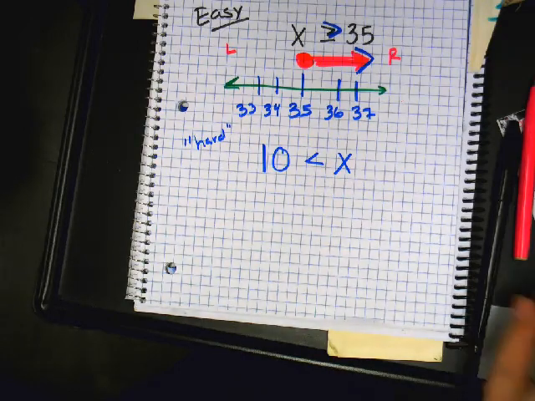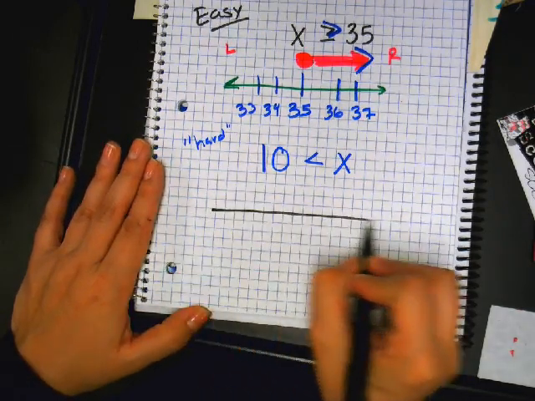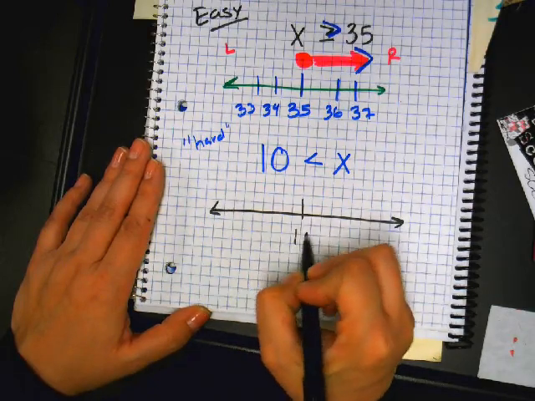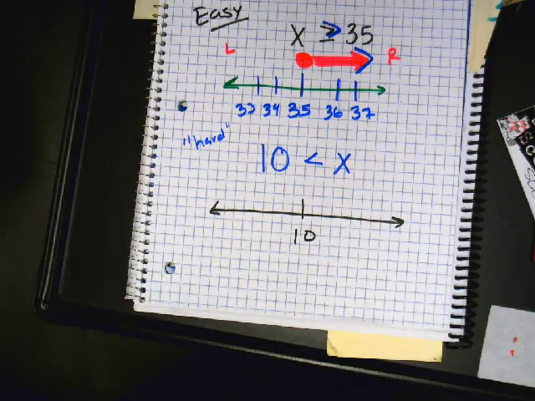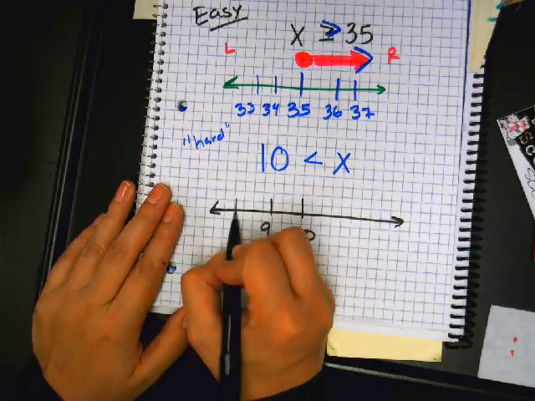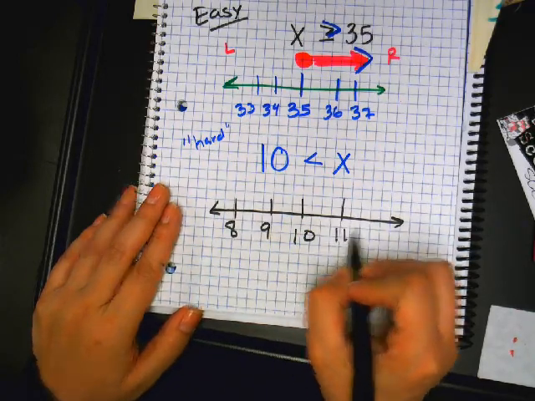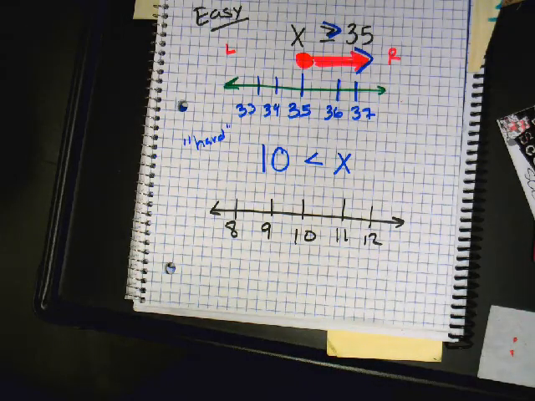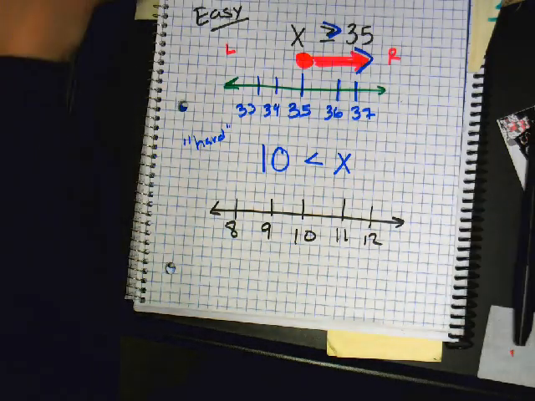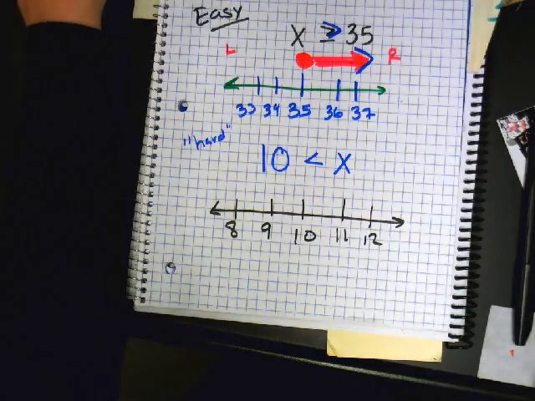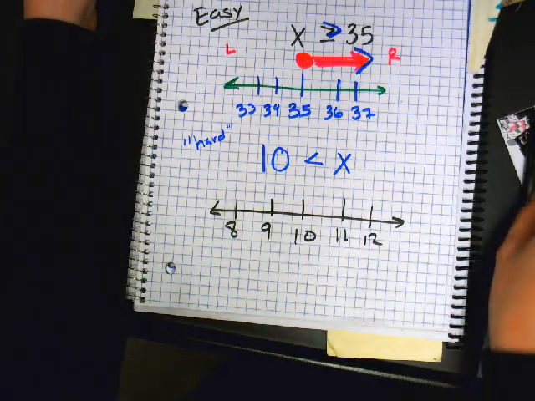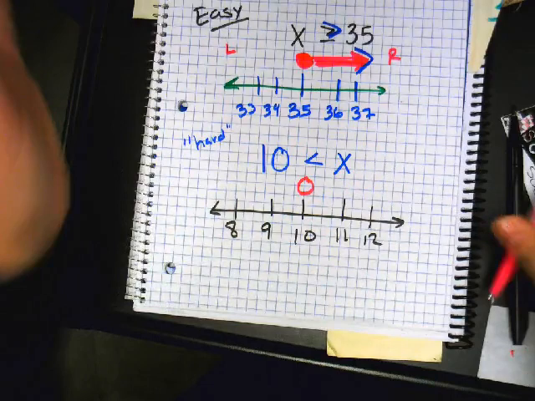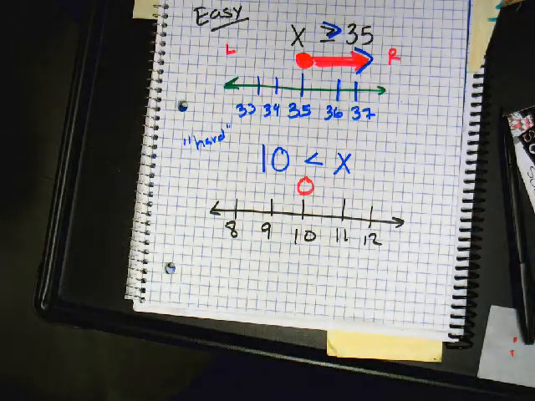So let's start off the same way. 10 in the middle. What goes here? 9, 8. What goes over here? 11, 12. All right. Open circle or closed? Okay. So has that changed? No. But wait. Now it's going to change.